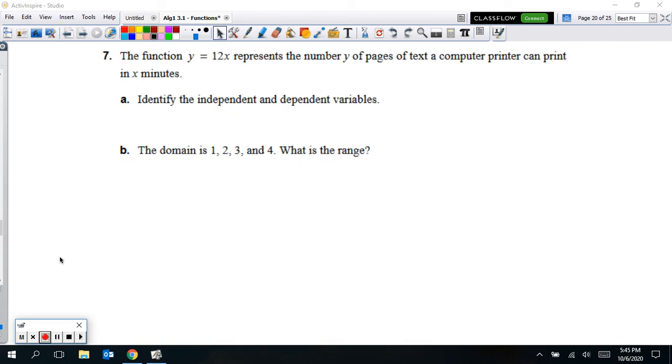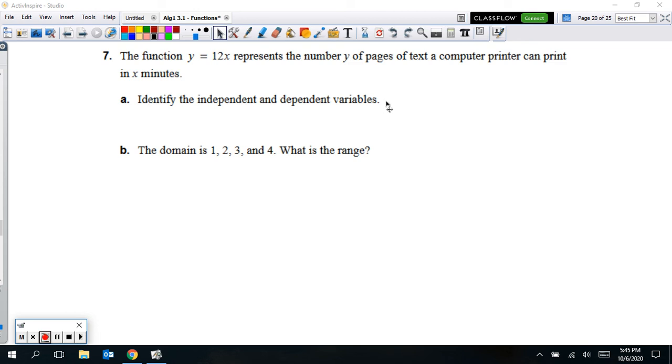Okay, so here is our last problem, number 7 on our extra practice, there in our notes. Let's go ahead and do this one. This is talking about independent and dependent variables now. So the function y equals 12x, that's 12 times x, represents the number y of pages of text a computer printer can print in x minutes. Here's the equation, and it actually gives us what the x and the y represent. It says identify the independent and dependent variables.